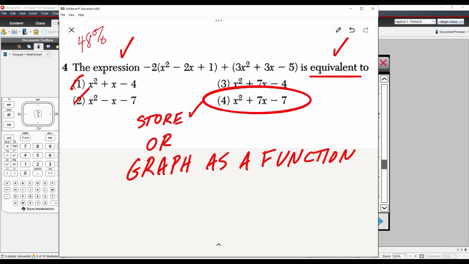Now, you can store a number. That's personally what I would have done. But you can also convert this into a function and then convert these into functions and see which one gives you the same output or same graph. All right, I'm going to stop. I hope you guys understand what I'm saying because that's a very powerful technique.